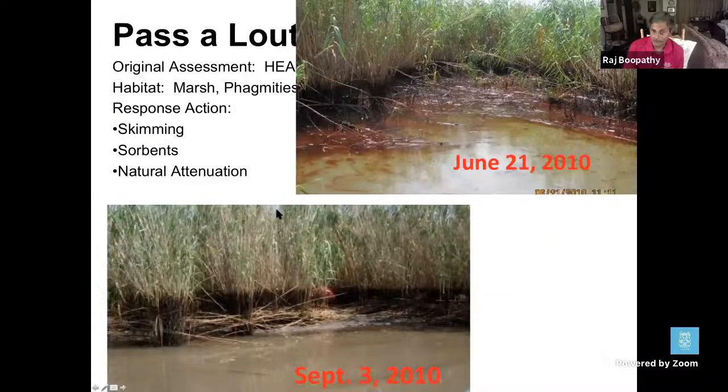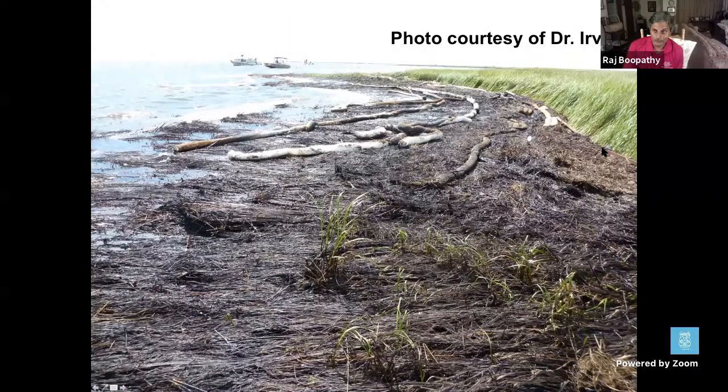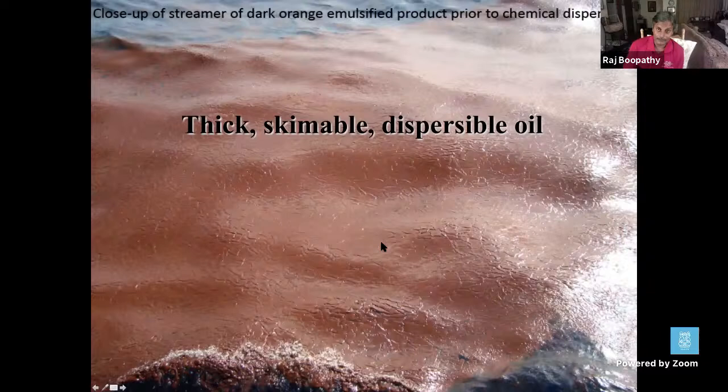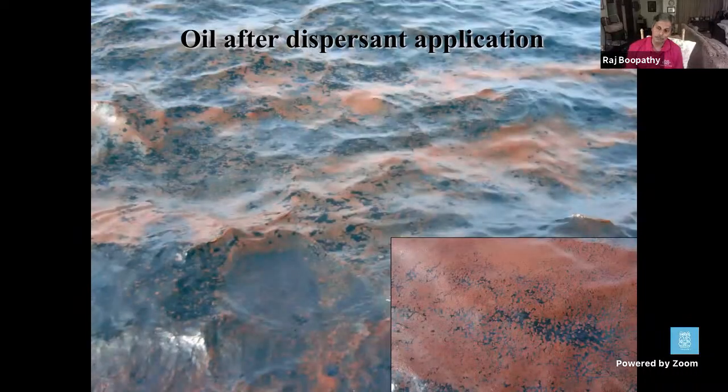Okay. More pictures just to show you the damage to the ecosystem. A lot of oil on the shore, and that's your wet marsh over there. This is how it looks up close. And this is the dispersant. Without dispersant, and after you apply dispersant, the oil is dispersed.